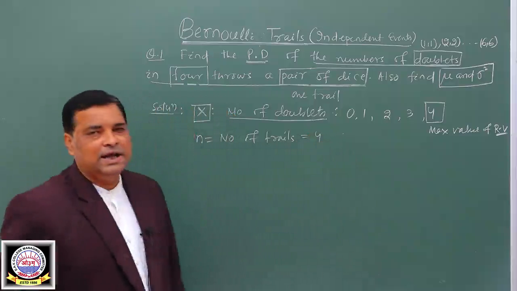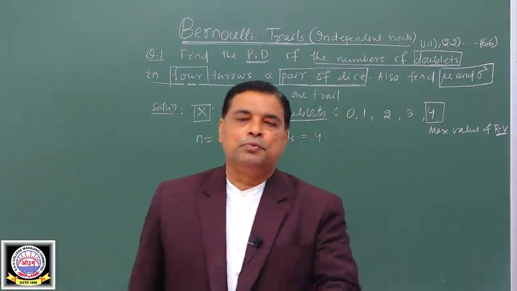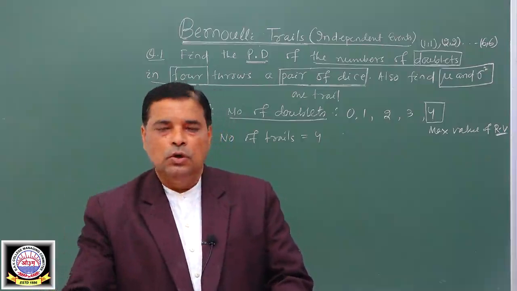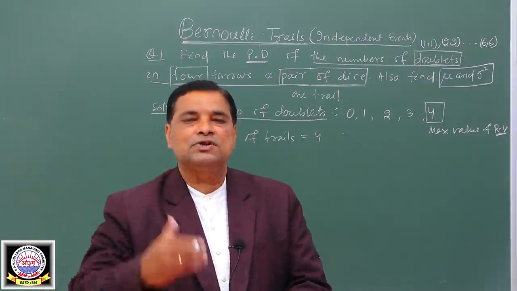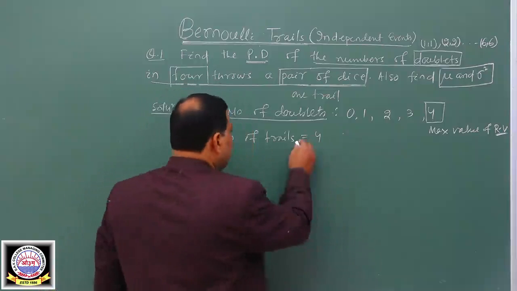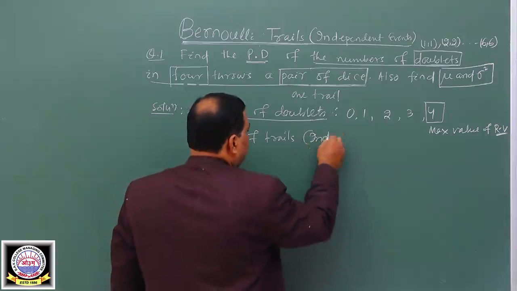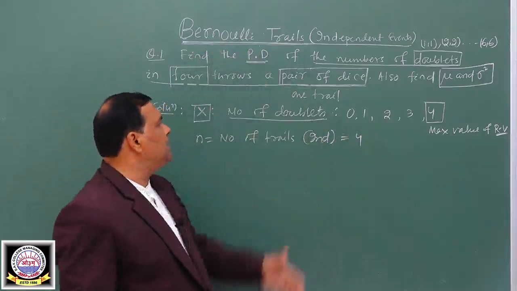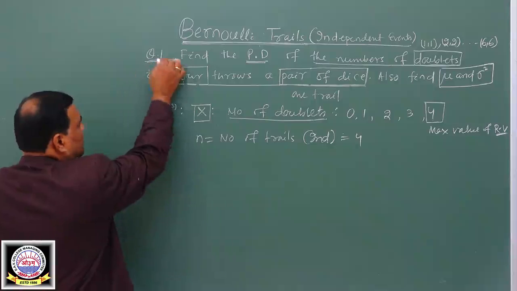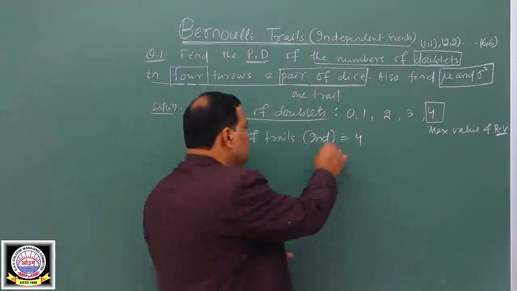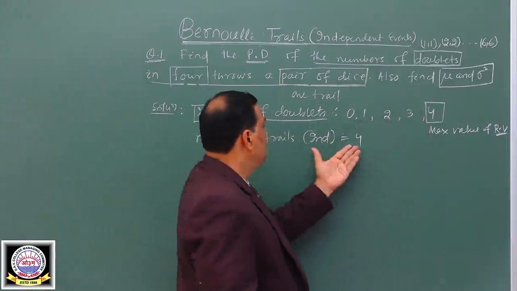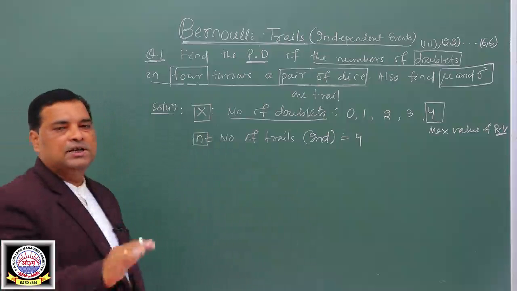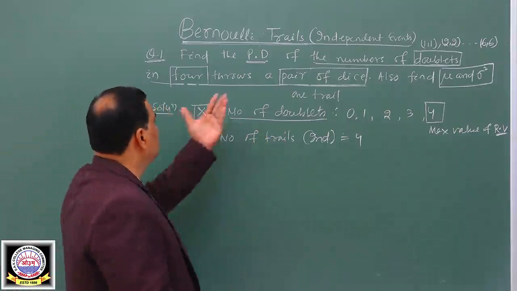Which type of trials are they? Does one pair's output affect the other pair's output? No, one does not influence the occurrence of the other. So they are independent trials, that means Bernoulli trials. Their number is 4, equal to the maximum value of the random variable. Every trial is independent of the other, so I get a binomial distribution.